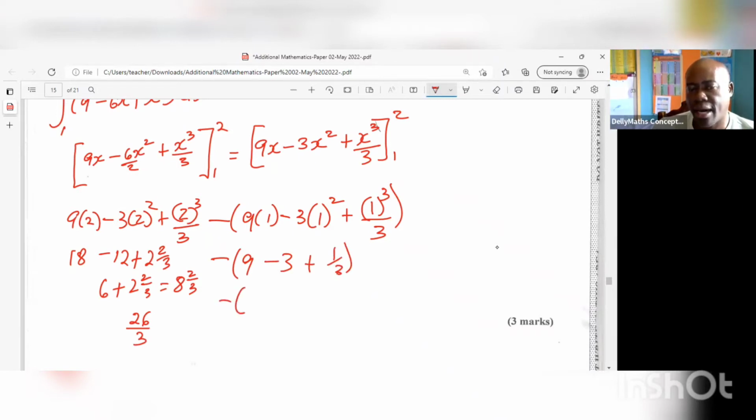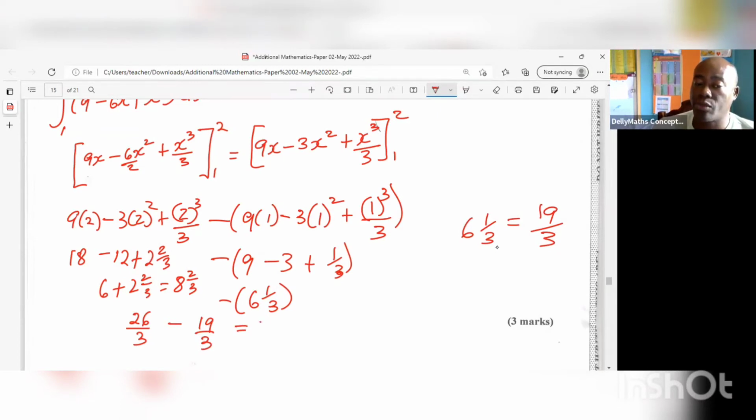Let's see. 9 minus the 3, that is 6. And then this is 1/3. So we have 6 and 1/3. So basically then we're going minus 6 and 1/3. But 6 and 1/3 could be seen as 6 threes is 18, plus 1, that's 19 thirds. So we actually have a minus 19 thirds. If we subtract, 26 minus the 19 will give us 7 thirds. So that is our final response there.